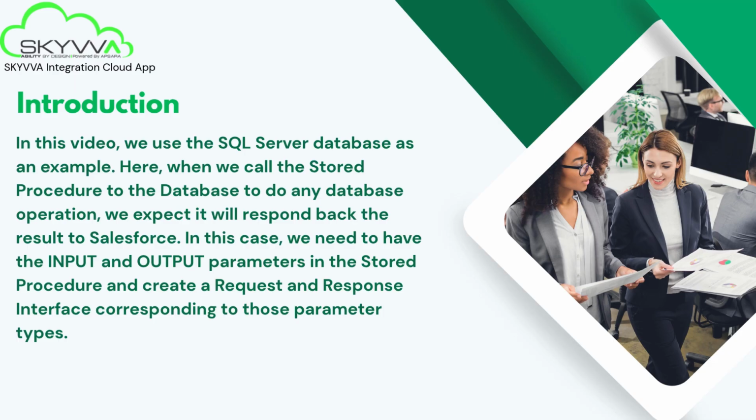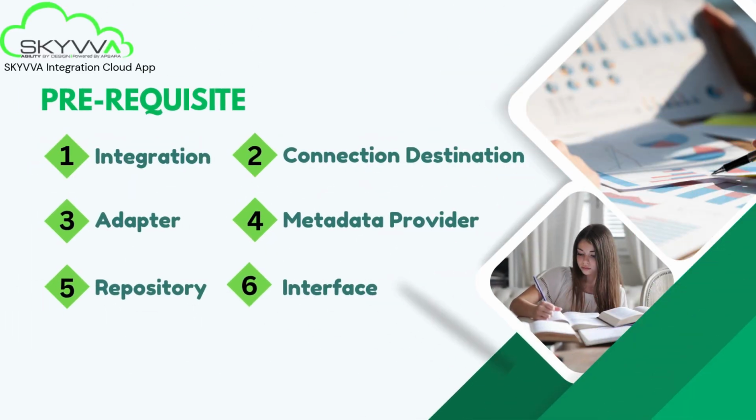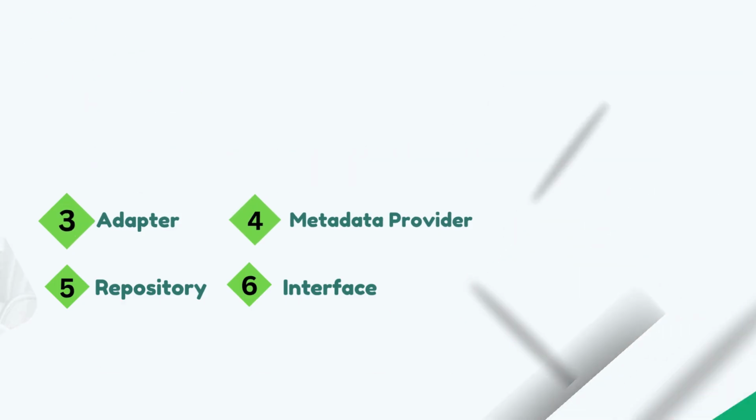In this case, we need to have the input and output parameters in the stored procedure and create a request and response interface corresponding to those parameter types. Prerequisite. Before learning how to call a stored procedure with SQL Server on Agent, you should understand how to create integration, connection destination, adapter, metadata provider, repository, interface. This function we already explained in another video on our YouTube channel.